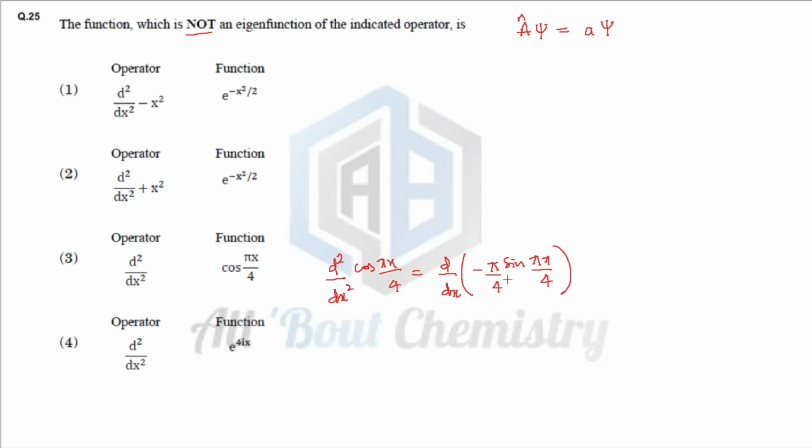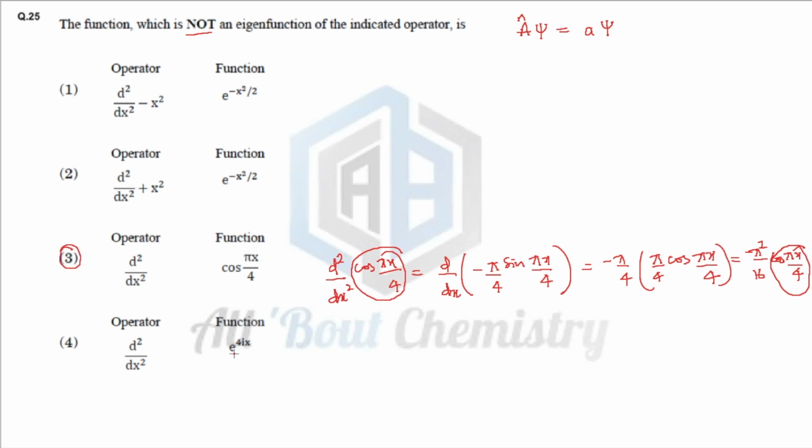Now again you have to differentiate, so minus pi by 4 remains as it is, and the differentiation of sine theta is cos theta. So you have cos pi x by 4, and the coefficient of x again comes forward, so pi by 4. What you get is minus pi square by 16 and cos pi x by 4. Now if you see this, you are getting the function back, right? You started from this function and got the function back, so this is an eigenfunction.